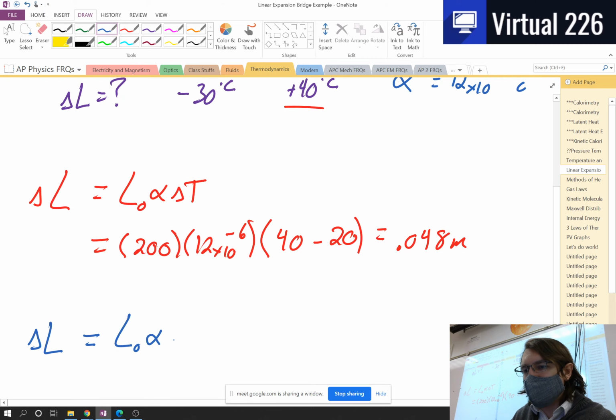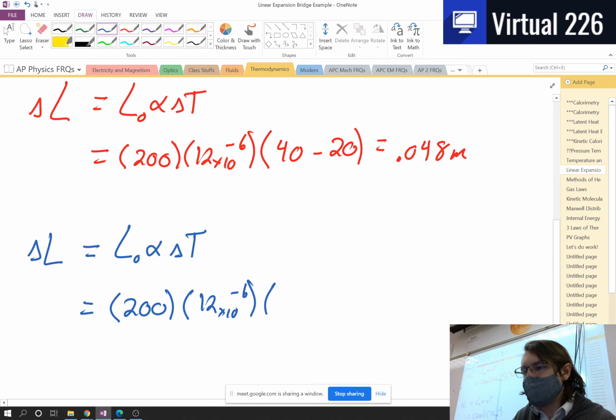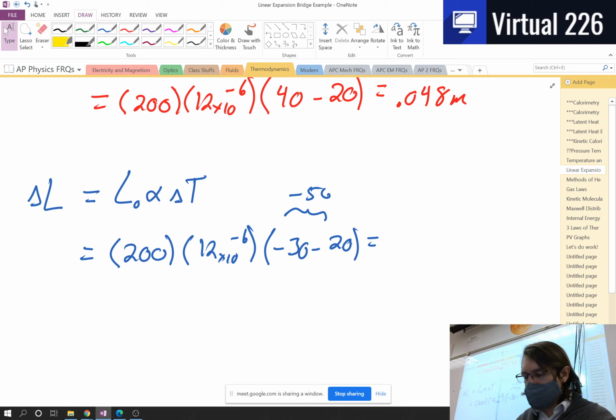Same equation, L naught alpha delta T. And when we run this, we're going to get 200 multiplied by the 12 times 10 to the minus 6th. The final temperature here when it's cold is negative 30 minus the initial of 20, which gives us a full value here together of negative 50. When we run this, we get 200 times 12 times 10 to the minus 6 times negative 50. We get negative, or a shrinking, of 0.12 meters, or about 12 centimeters.